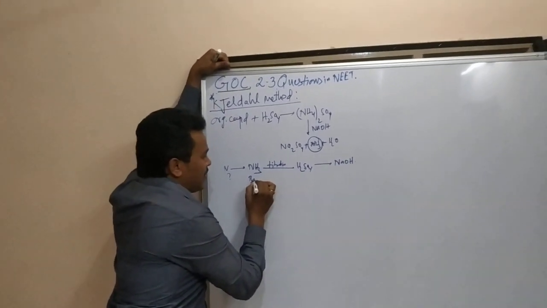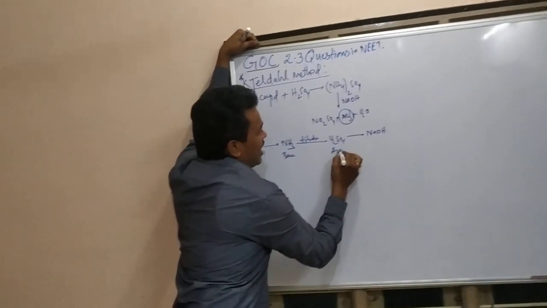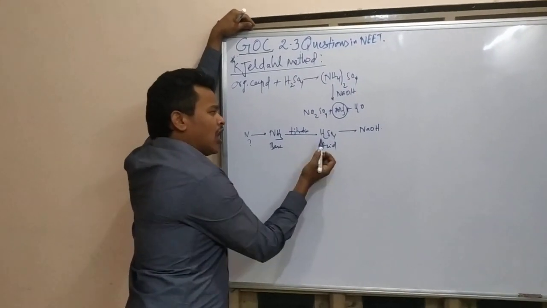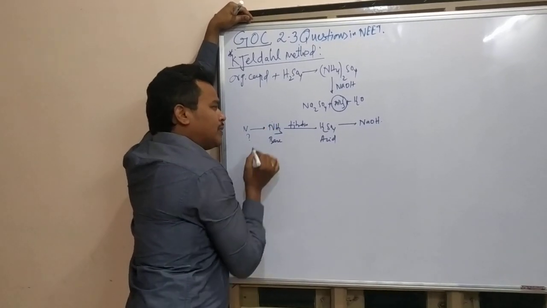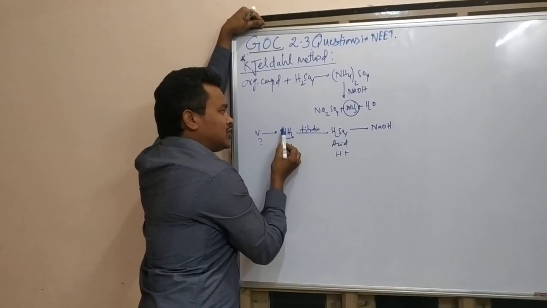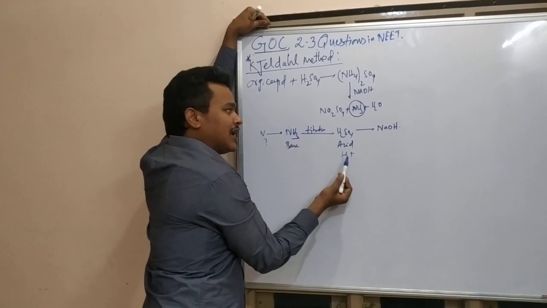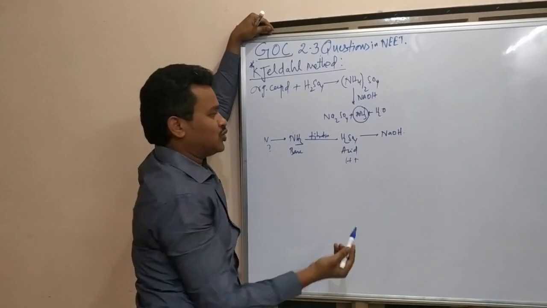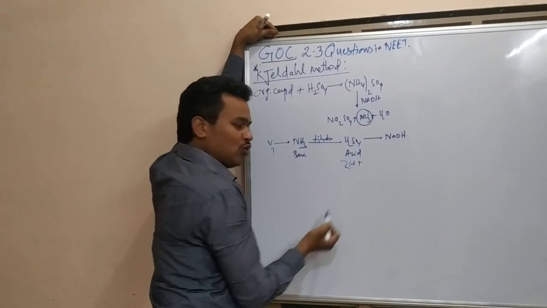Ammonia is a base. H2SO4 is an acid. There is a titration between these. Here NH3 has one lone pair. This lone pair can accept 1 H plus. In H2SO4, how many H plus are there? 2 H plus are there. So H2SO4 can give 2 H plus.